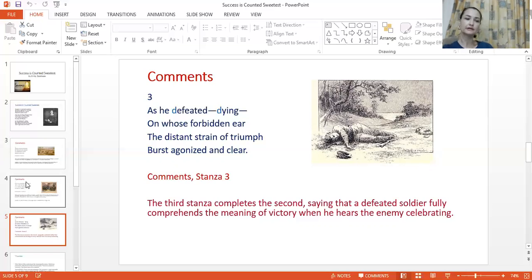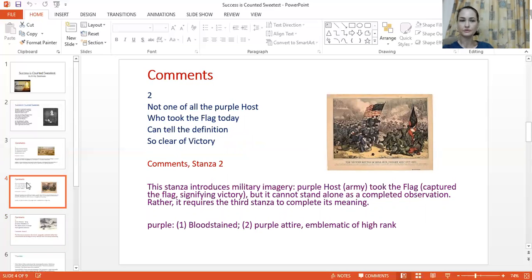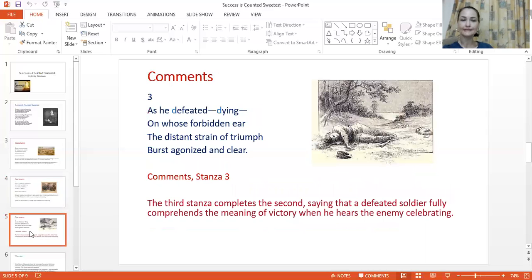Yes? Remember I told you in the second quatrain to pay attention to the word clear. So clear of victory. Those victorious soldiers cannot define their victory clearly. But look here, the dying soldier can. He has a very clear understanding of victory, of what is going on there with the victorious army. That's the difference. Because only a person who is defeated, who was craving success, who had the sorest need but never got it, he is the one who understands it, who can appreciate it, and who can clearly define the meaning of victory or success.